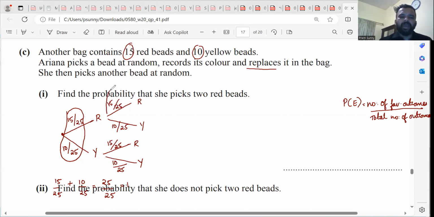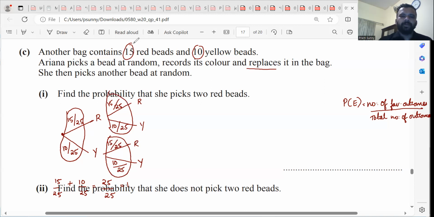Let's check. When we add them, as I said, we should get 1. 15 by 25 plus 10 by 25 will give you 25 by 25, which is 1. Again, this branch also, when we add the probability values in any branch, it should give me the value as 1. So if it is giving 1, we can make sure that the working till now, the tree diagram we have drawn, is correct.